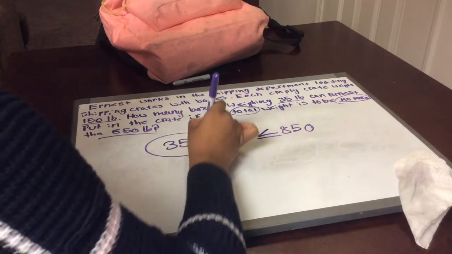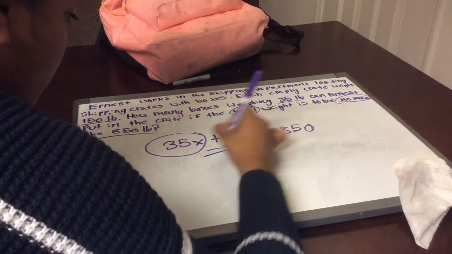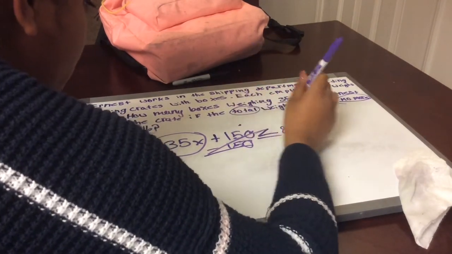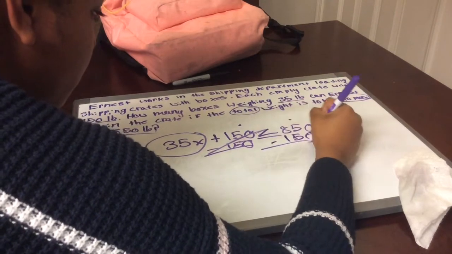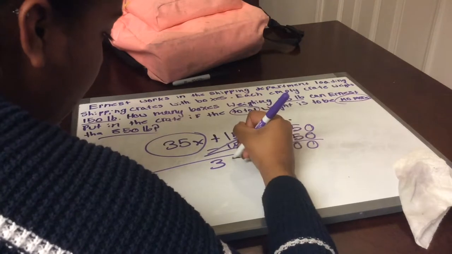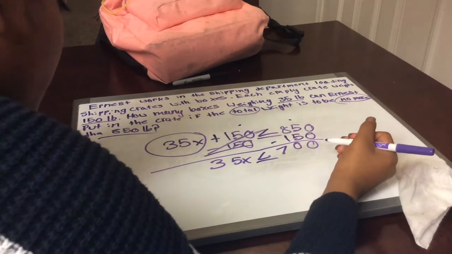We want to get this by itself, so we subtract 150. That's going to come out to be nothing, so we can just cross that out. What we do to one side, we need to do to the other, so we're going to subtract 150 from this side too. That's going to come out to be 700. So we have 35x is less than or equal to 700.